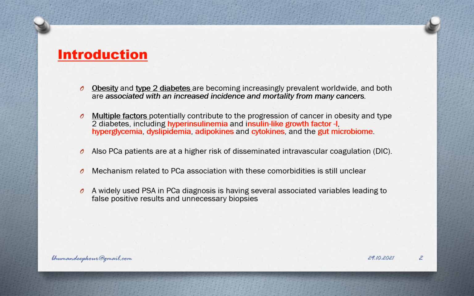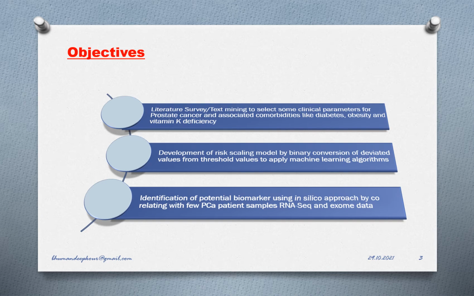We also know that PSA is the most widely used biomarker for prostate cancer diagnosis, but it is associated with several variables, which leads to false positive results many times, and unnecessary biopsies are done in older people. So, considering these points, we have three objectives. First, a literature survey or text mining to select some clinical parameters for prostate cancer and associated comorbidities like diabetes, obesity, and vitamin K deficiency.